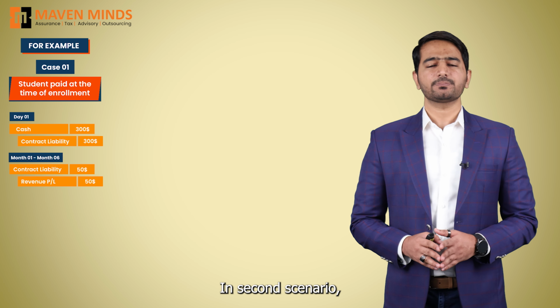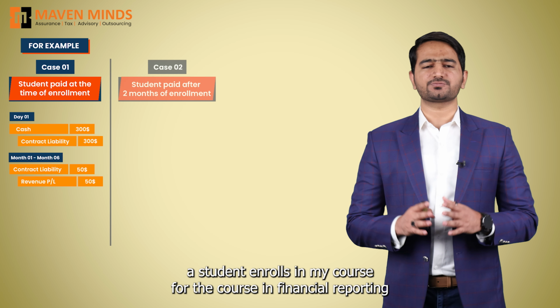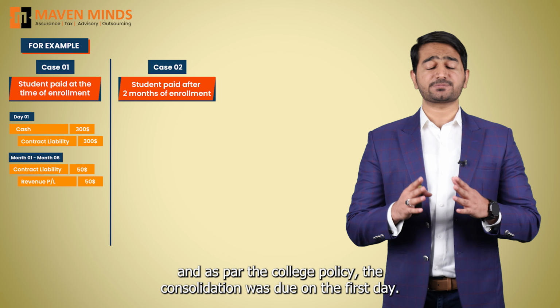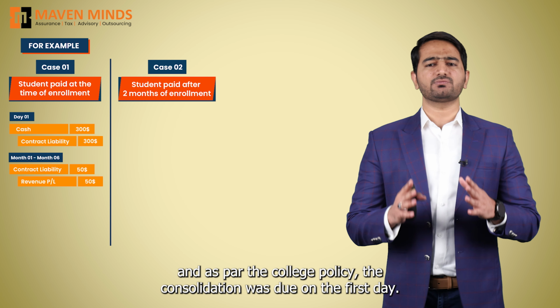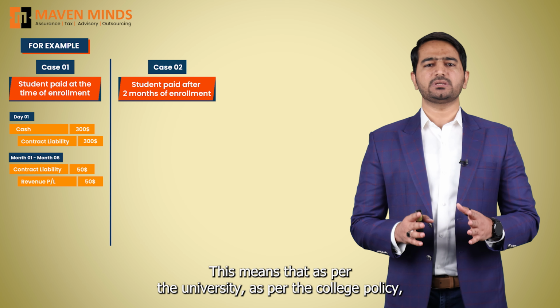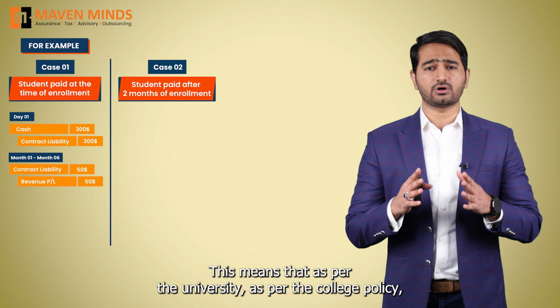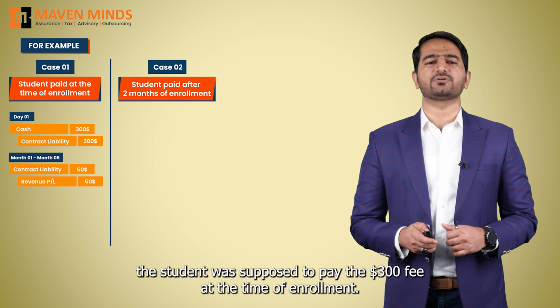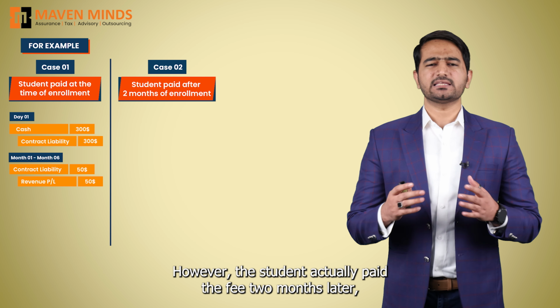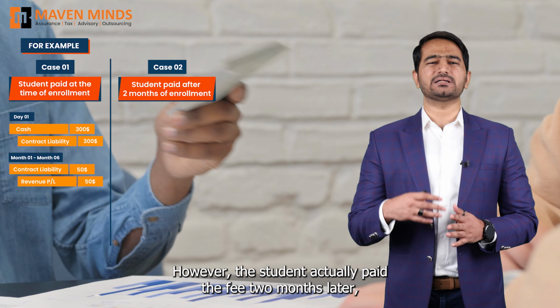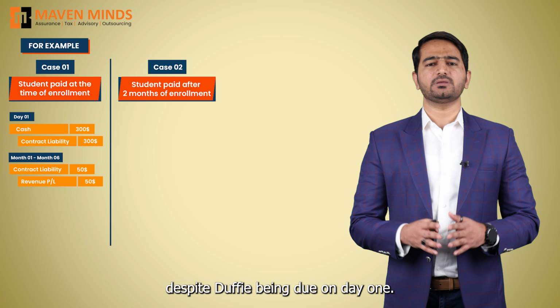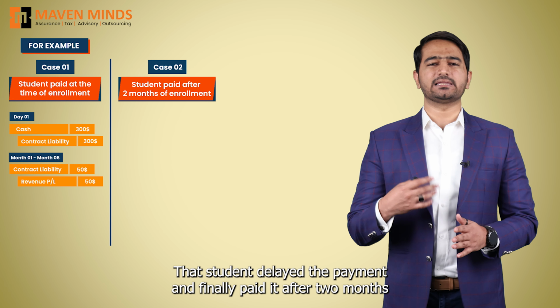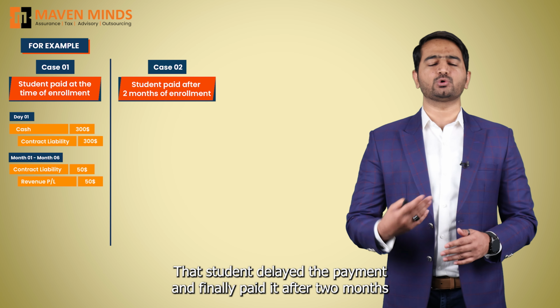In the second scenario, a student enrolls in my course on financial reporting and, as per the college policy, the consideration was due on the first day. This means that as per the college policy, the student was supposed to pay the $300 fee at the time of enrollment. However, the student actually paid the fee 2 months later. Despite the fee being due on day 1, the student delayed the payment and finally paid it after 2 months.